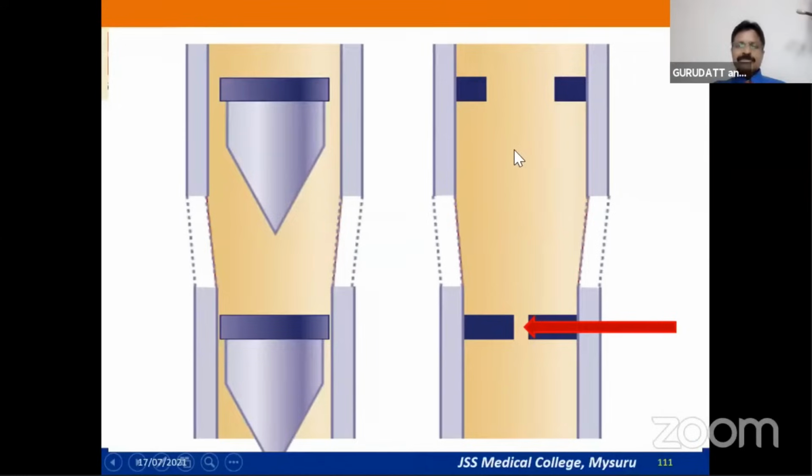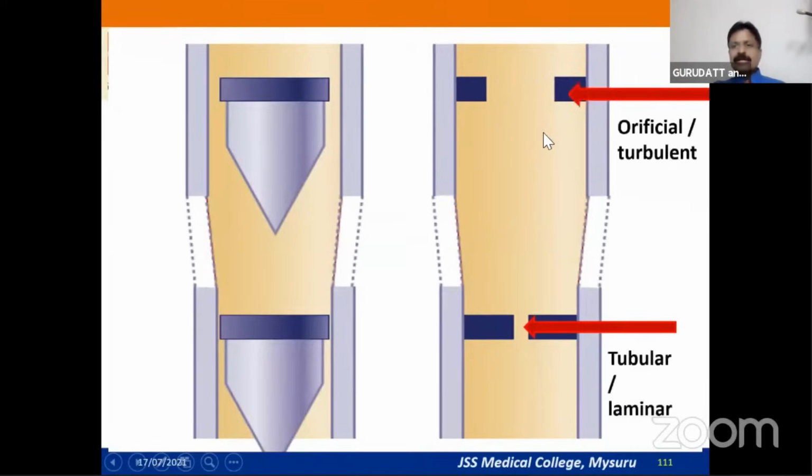As you go up, as you start giving higher flows, because the annular space increases, you can see the width is much higher than the length. So this kind of opening is called an orifice. So the flow will be orificial, or otherwise also called turbulent. So the flow becomes turbulent in the higher flows of the flow meters.